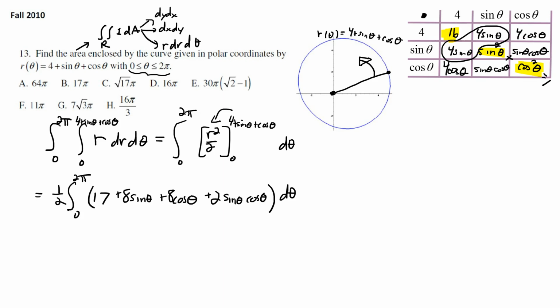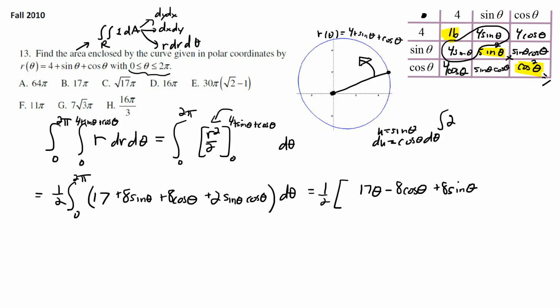Doing our antiderivative, we'd have 17 theta, minus 8 cosine theta, plus 8 sine theta. When it comes to this last one, if you think of just a quick u substitution, letting u be equal to sine theta would be the best choice, because du is directly the rest of it, cosine theta d theta. So you'd be looking at the integral of 2u du, and that's going to be u squared.